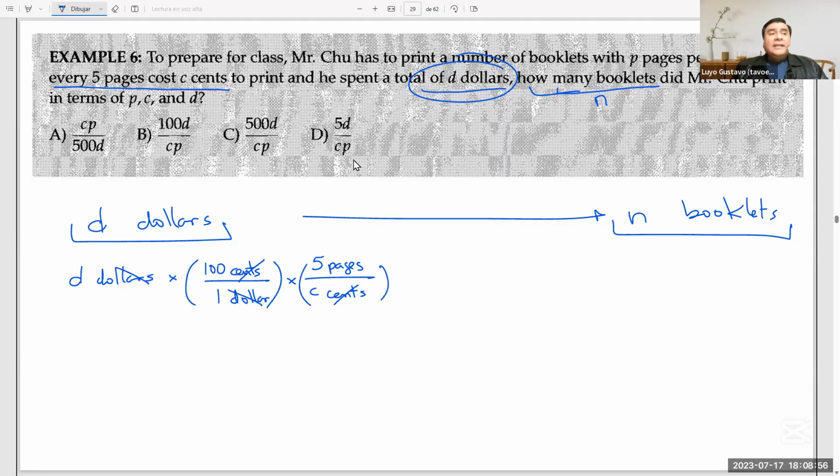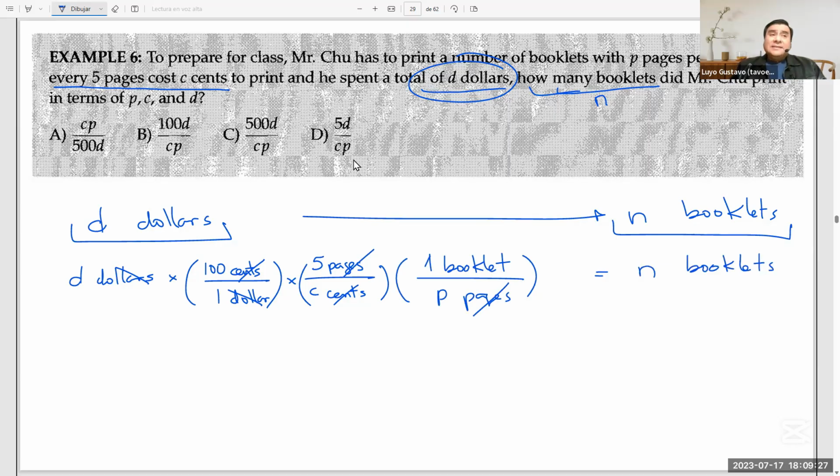Now, what is the last part? Now we need to convert pages to booklets. Now, how many pages per booklet? P pages per booklet. So we say one booklet actually is P pages. So now in this multiplication, pages will cancel with pages. So finally, the result of this multiplication will yield the N booklets.